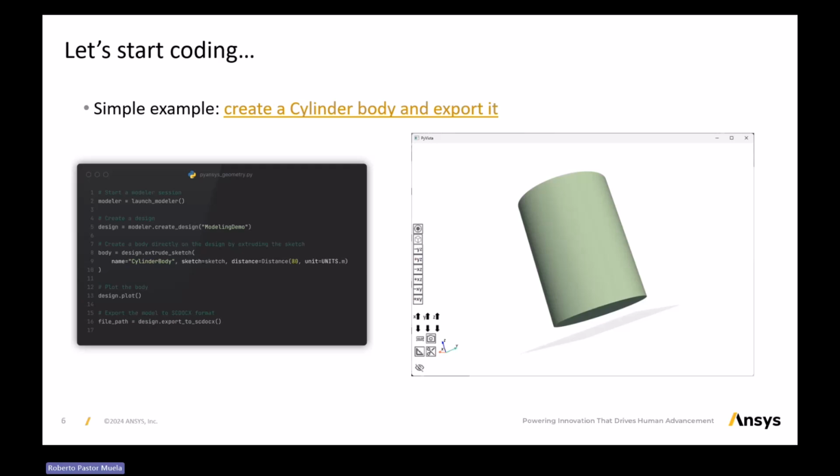Then once we launch the modeler, we create a design and we tell the design to extrude our sketch by a certain distance, like we can see on screen. And finally, when we request the plotting operation, this would be the plotter that we get using PyVista, and we can interact with it. Finally, once we have created our design, we would export it into a format of our choice. In this case, SC.x. We support a various set of formats.